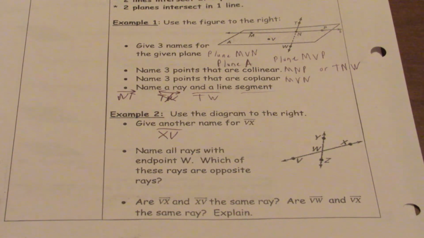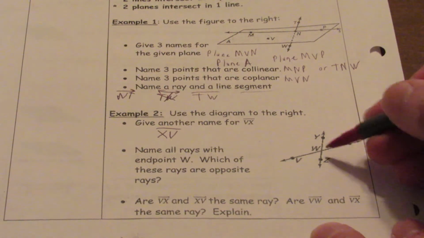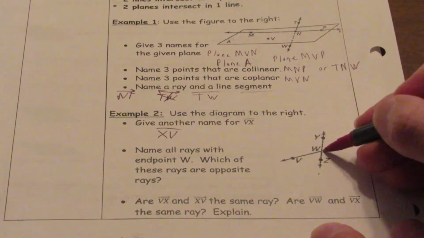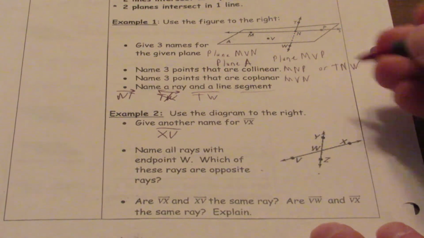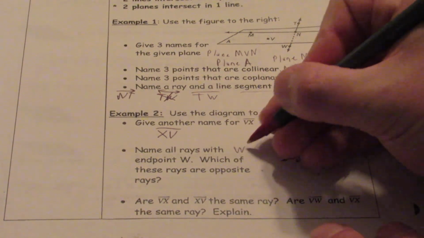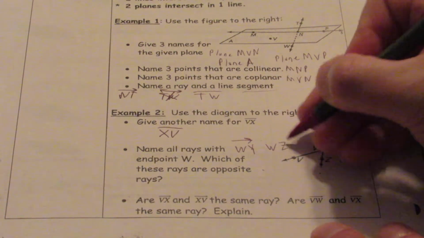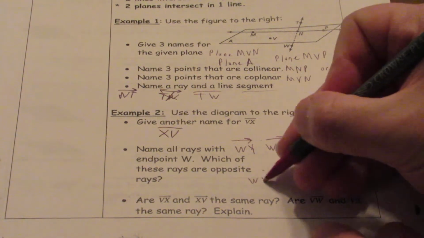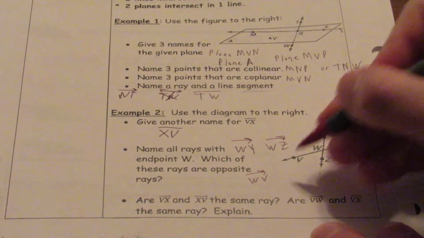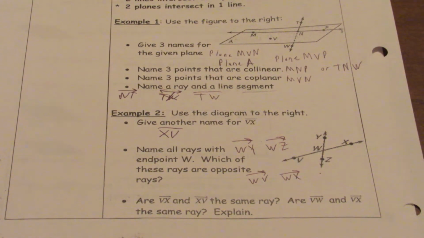Name all rays with an endpoint W. All right, so WY, WZ, WX, WV. All right, and the ones that make up the same line would be opposite. So I would have WY as one, WZ as another, and those would be opposite rays. Then I would have WV as one, and WX as another, and those would be opposite rays.